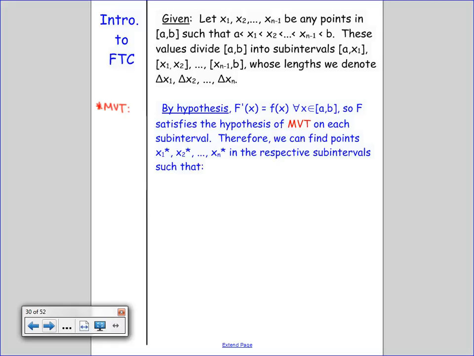Today you're going to see the infinite sum turn into a single subtraction. That's why a lot of people think the fundamental theorem of calculus is a pretty elegant proof.